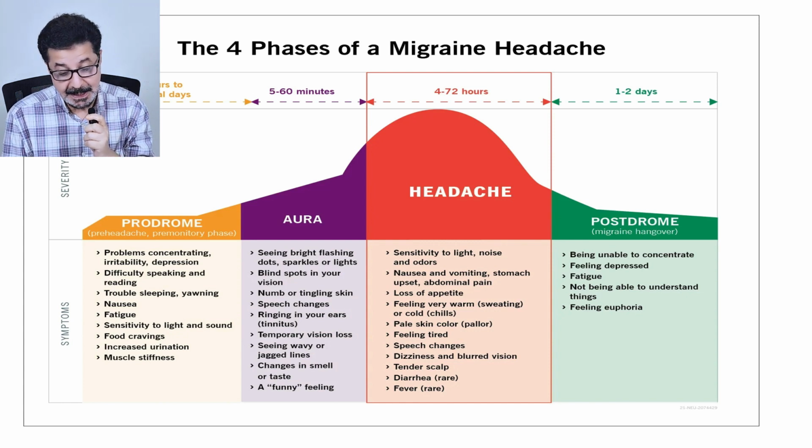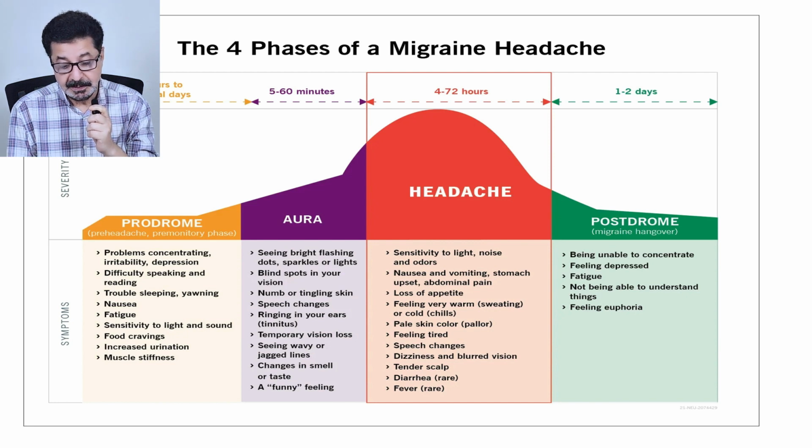Then the headache starts, in which the severe headache comes with sensitivity to light and noises. There's nausea, there's vomiting, there's sweating or chills or change of color, speech changes, dizziness and tenderness over the scalp. And some people, rarely, can get diarrhea and fever also. After a variable period which can last from 4 hours to 72 hours, in which the patient confines himself to a dark room where he cannot hear voices and he's curled up in the bed, the headache goes away and the postdrome phase starts.